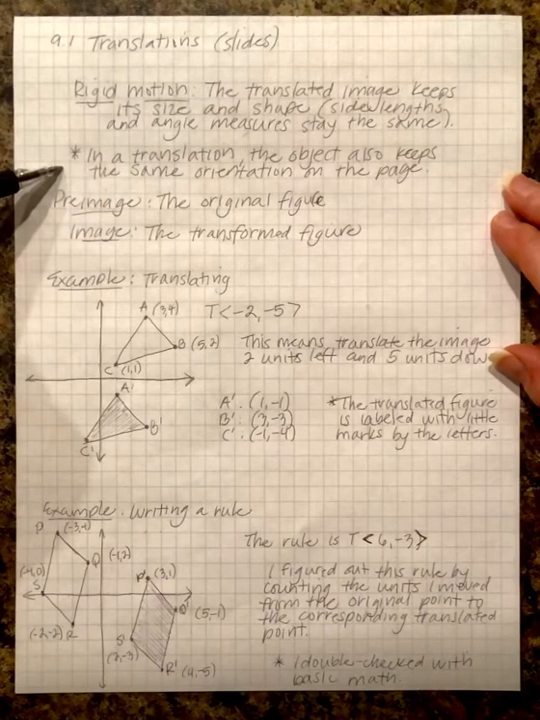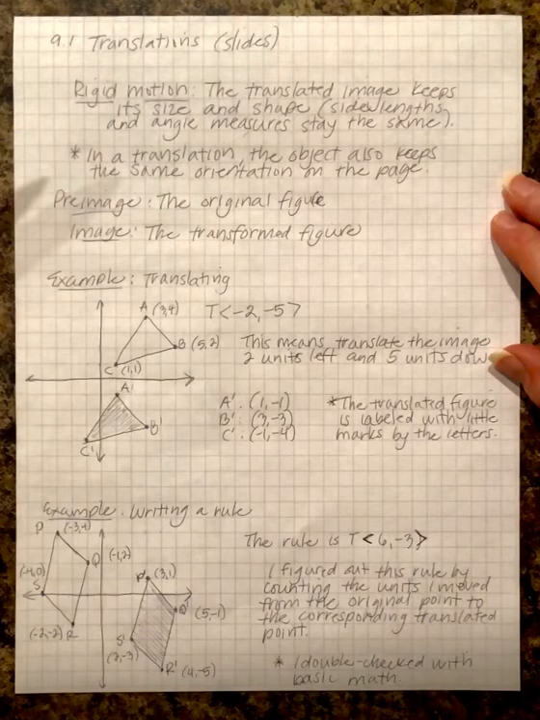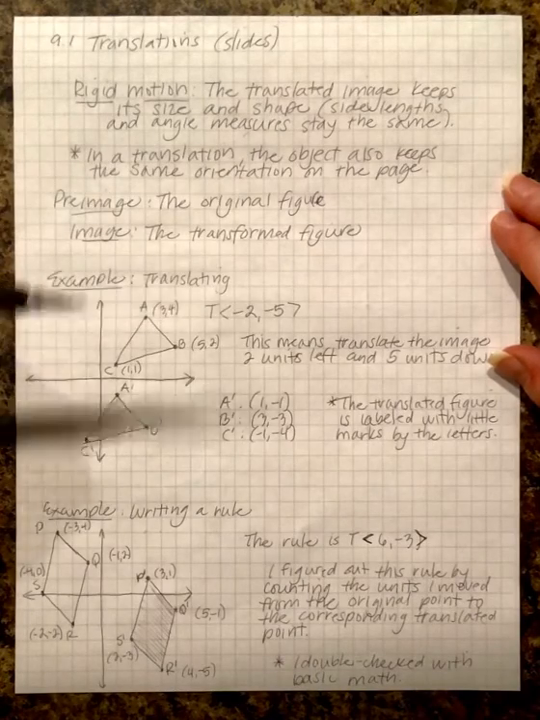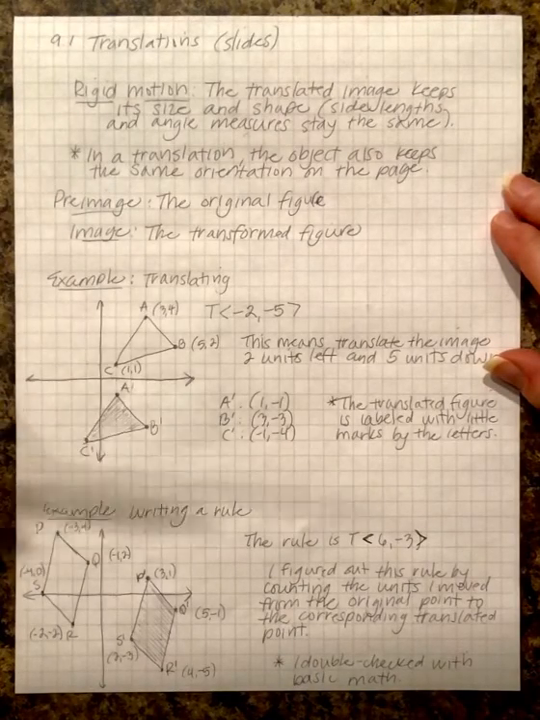In a translation, the object also keeps the same orientation. So it literally just slid to another spot. It didn't turn, it didn't flip, it didn't get any bigger, it didn't get any smaller.